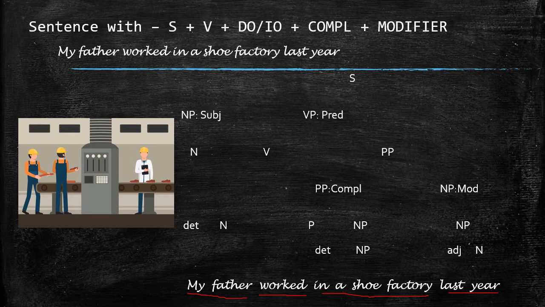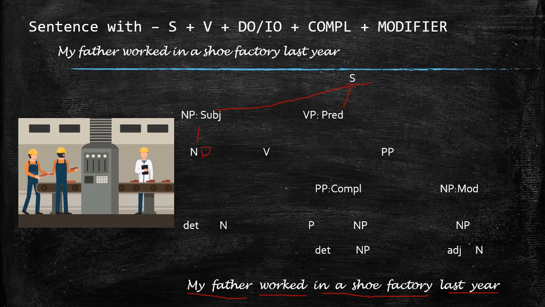Okay, and then we can make the tree structure like this. For example, at the top you can write S, and then after that you make two lines, NP as a subject and VP as a predicate. Because the subject is "my father", that's an NP. So you can write this is NP.